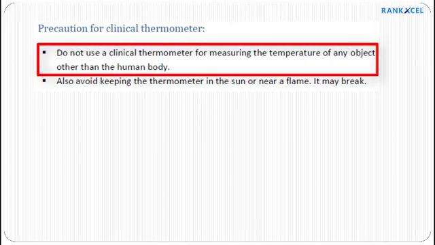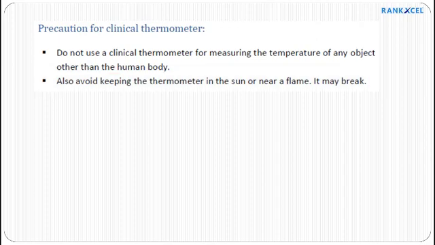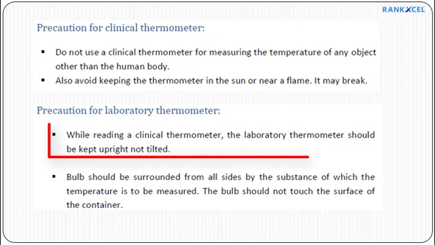Precaution for clinical thermometer. Do not use a clinical thermometer for measuring the temperature of any object other than the human body. Also avoid keeping the thermometer in the sun or near a flame. It may break.